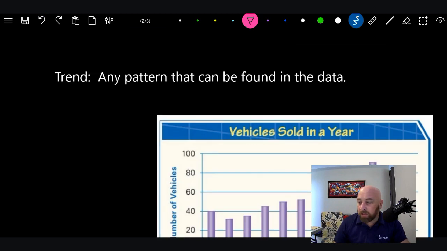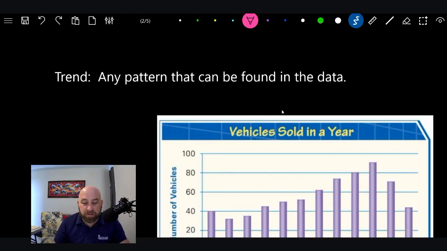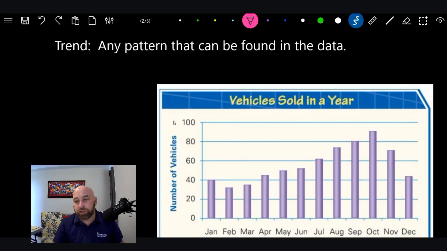Go ahead and look down at the bottom of that page. You're going to see the word trend. What is a trend? Well, a trend is like a pattern. Like if you see something that happens over and over, or if you see something that's going up, or if you see something that's going down, what you're seeing is a trend. It's a pattern in the data.